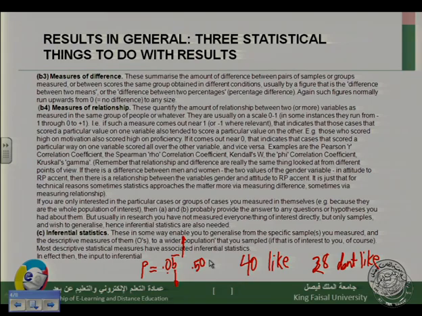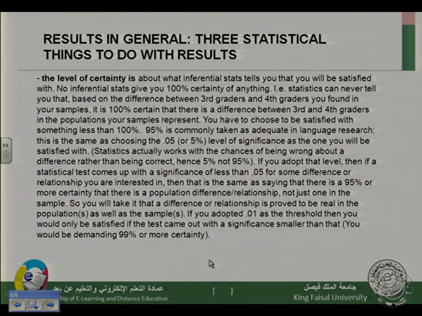I'm not going to dig more into these, but just to tell you that sometimes you use inferential statistics to reach this p-value, just to prove to us that after you did your research, you found a relationship or not. You found a difference, a significant difference or not. The level of certainty is what inferential stats tell you, and you will be satisfied with that.